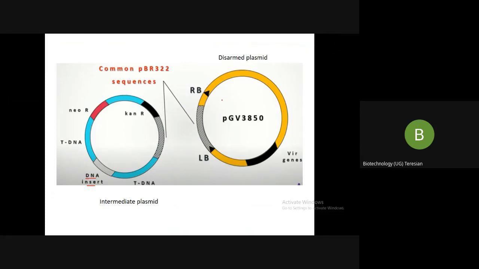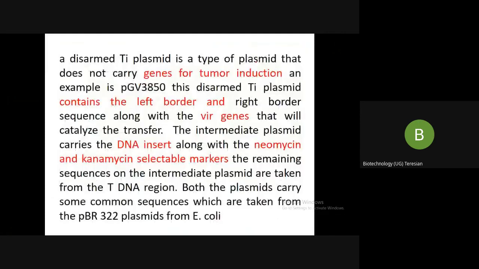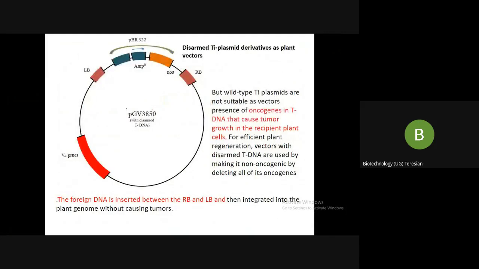So what the scientists did was, they thought, why should that gene be present when it has no function other than just overproducing or overexpressing? So they thought, let us remove this auxin and cytokinin. In this region, let us add our gene of interest. And this is known as your disarmed plasmid. Look at this. This is an example of a disarmed plasmid. It is named PGV3850.